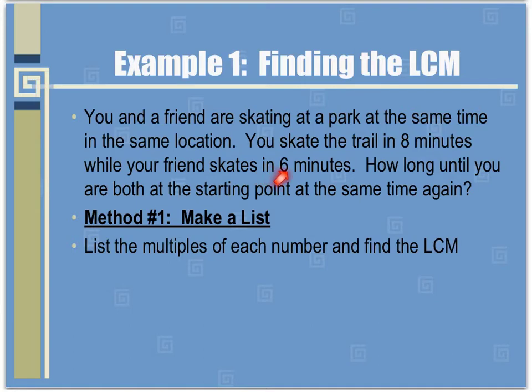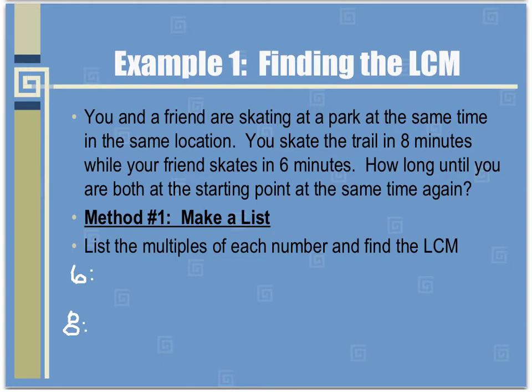Well, your friend skates that same lap in 6 minutes. So again, same time, you're going the same distance. Notice though that it takes you 8 minutes and it takes your friend 6 minutes. So your friend is faster, and will go a lap quicker than you will. So now the question wants to know how long until you are both starting at the same point again. So when would that point be? Well, here's where I can make a list and deal with the LCMs. So I'm going to start out by writing the multiples of 6 and 8.